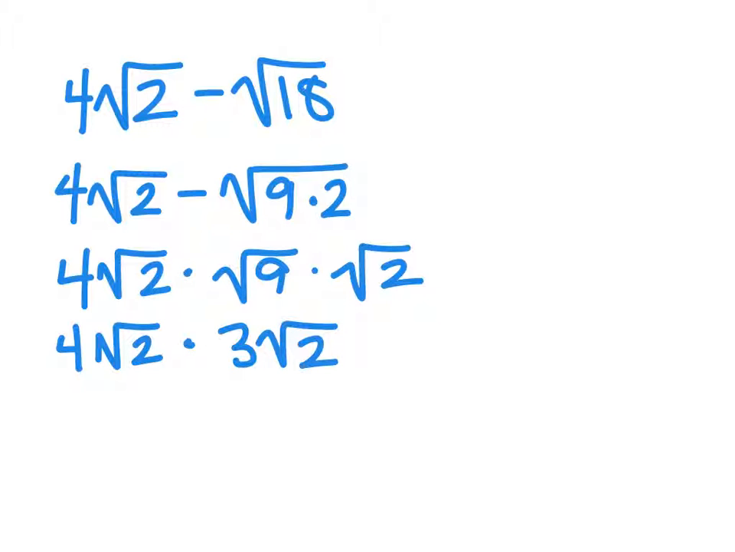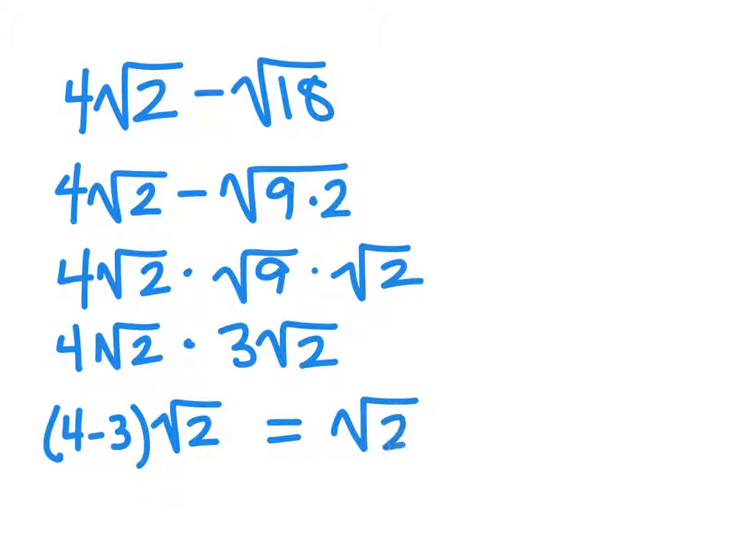Now we use our distributive property, which is to pull out that square root of 2 as our common factor, and 4 minus 3 will go in our parentheses. So our final answer is actually just the square root of 2, because 4 minus 3 is 1. The 1 is here, but we don't have to write it. It's just invisible and implied. So the final answer here is the square root of 2.